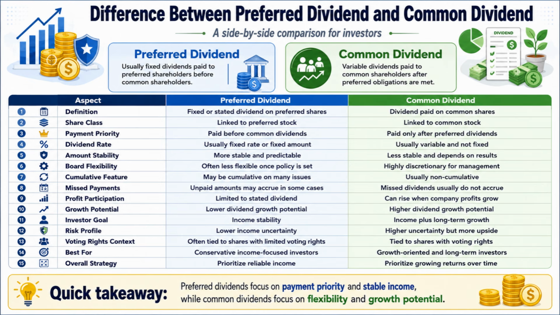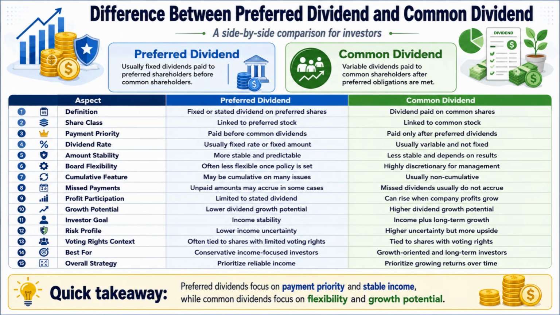Number 3. Preferred dividend is paid before common dividends, whereas common dividend is paid only after preferred dividend obligations are met. Number 4. Preferred dividend usually has a fixed rate or fixed amount, whereas common dividend is usually variable and not fixed. Number 5. Preferred dividend is generally more stable and predictable, whereas common dividend is less stable and depends more on company results.